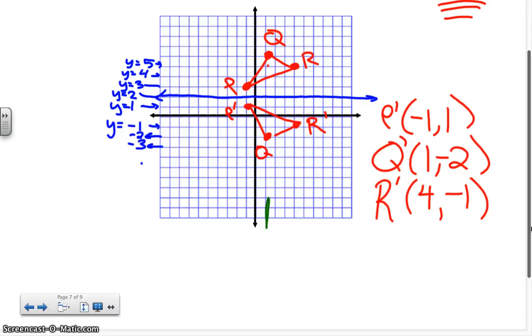It works the same way for x's. This whole line right here would be x equals 1. The next line would be x equals 2, continuing over, 1, 2. This would be the line x equals 5 right here. So if I wanted to reflect around the line x equals 5, it would be that whole line there. Okay, so it's a strategy you may want to reference and put in your notes to help you, or rewatch the video, okay?